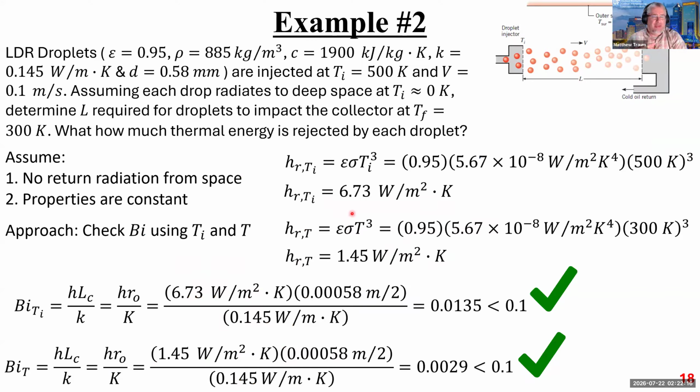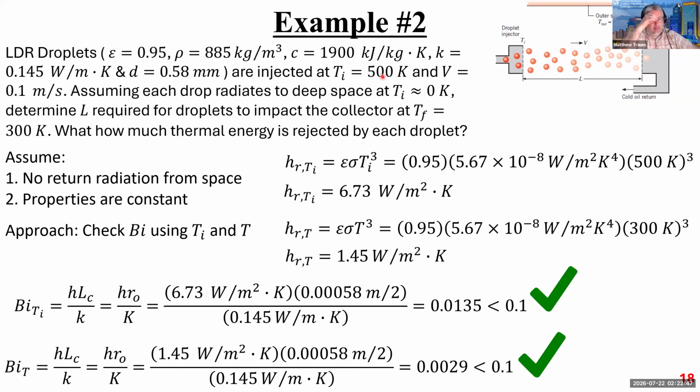Okay, so we have LDR droplets, again, high vacuum droplets that don't evaporate in the vacuum of space. They have an emissivity of 0.95. Here's their density. Here's their specific heat. Here's their thermal conductance. And then here's their diameter, 0.58 millimeters. So really, really tiny. These get injected at 500 Kelvin at a velocity of 0.1 meters per second.